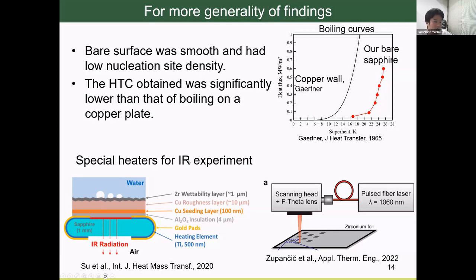On the other hand, the Mateus group have developed very nice special heaters for infrared experiment, in this case to get more general findings. They prepared a copper-plated layer, so we can scratch the surface to simulate the rough metallic surface. And also in this case, they used laser machining to prepare artificial nucleation sites on the metallic foil.